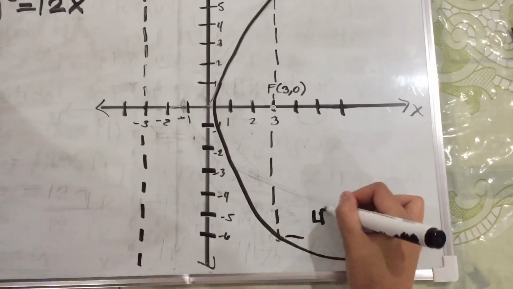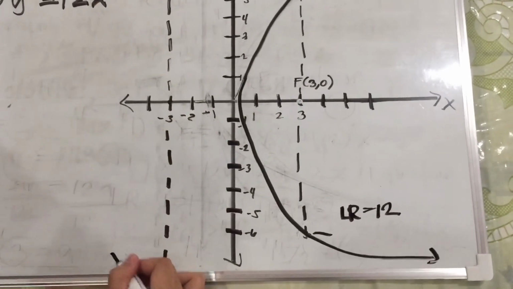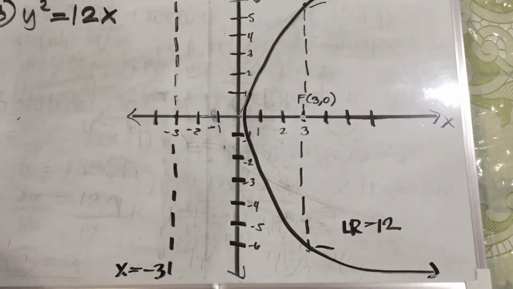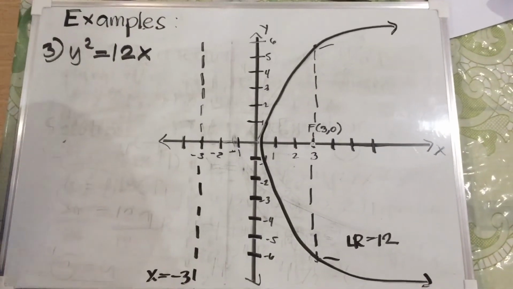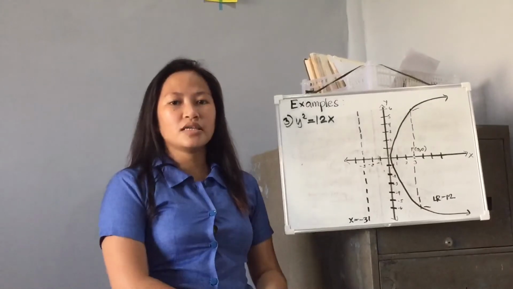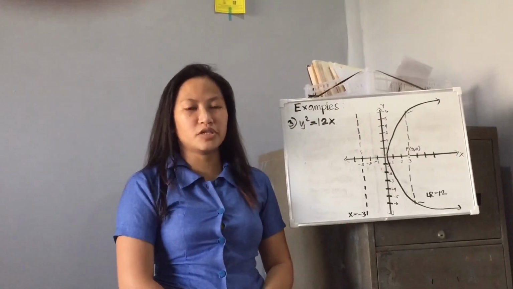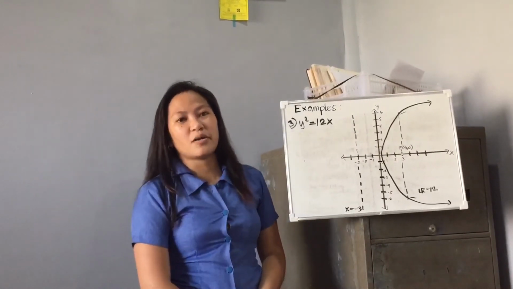So the latus rectum is equal to 12, and the directrix equals x = -3. So that is the form of the graph of the equation y squared equals 12x. So that is how you will find the parabola opening to the right with vertex at the origin. I hope you understand and learn for today's topic.